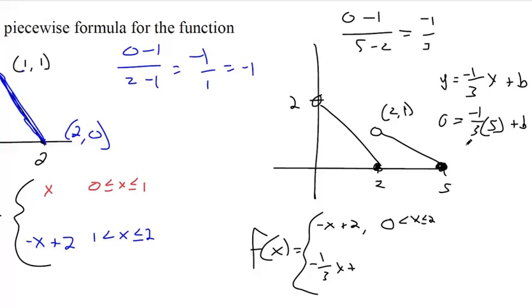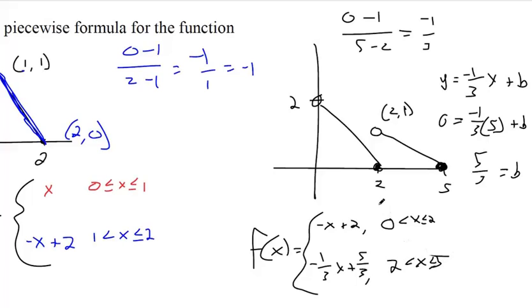So to solve that equation, you got negative 1/3 times 5, that's negative 5/3. So you want to add 5/3 to both sides. And there we go. Now we have b. It's supposed to be 5/3. So we fully define this line now. It's this. And that only exists between x equals 2 and x equals 5.